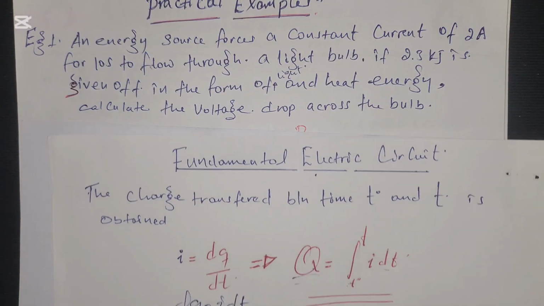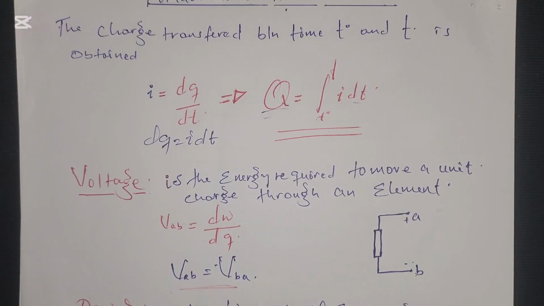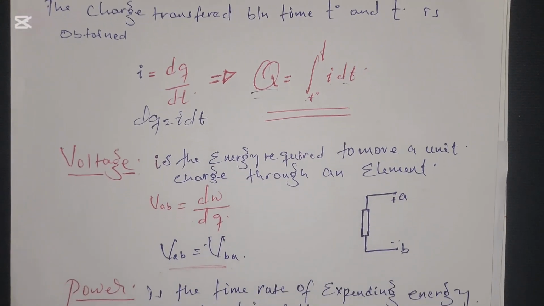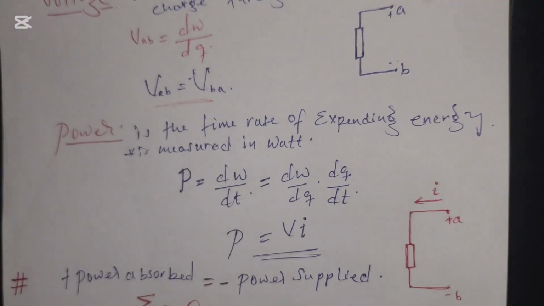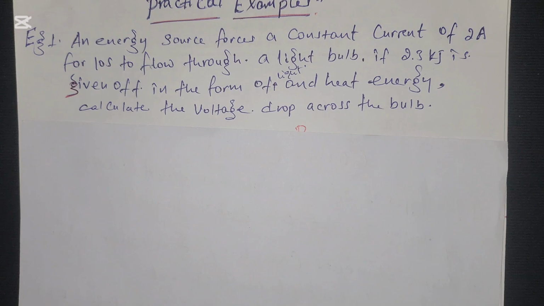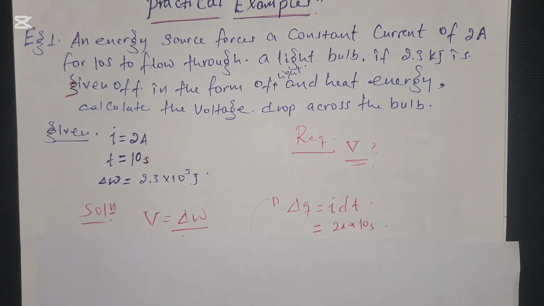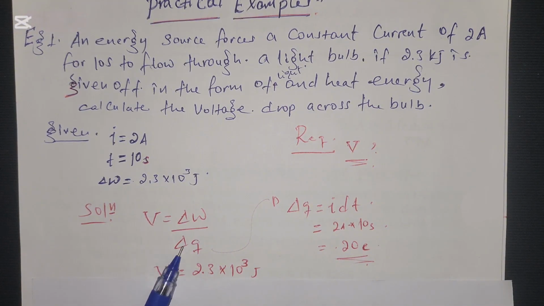The power is V times I. To solve this problem, as we said, V is given by delta W over delta Q. We haven't been given the charge, so we don't know the charge. The charge is given by I dt.